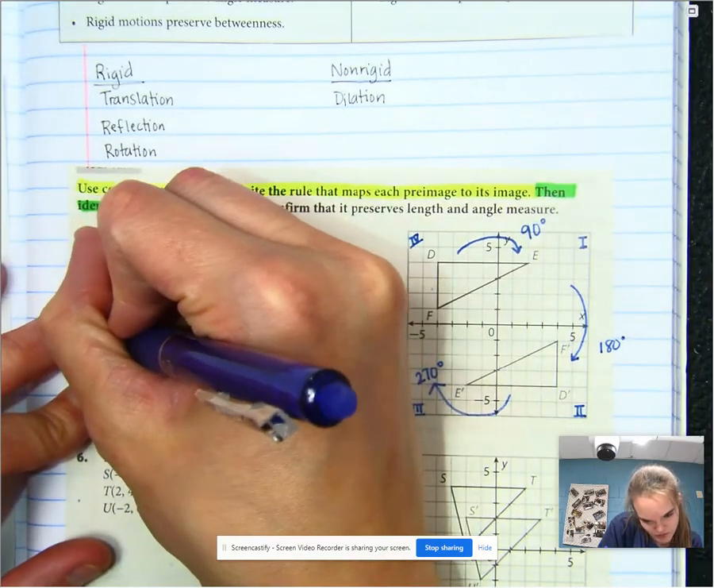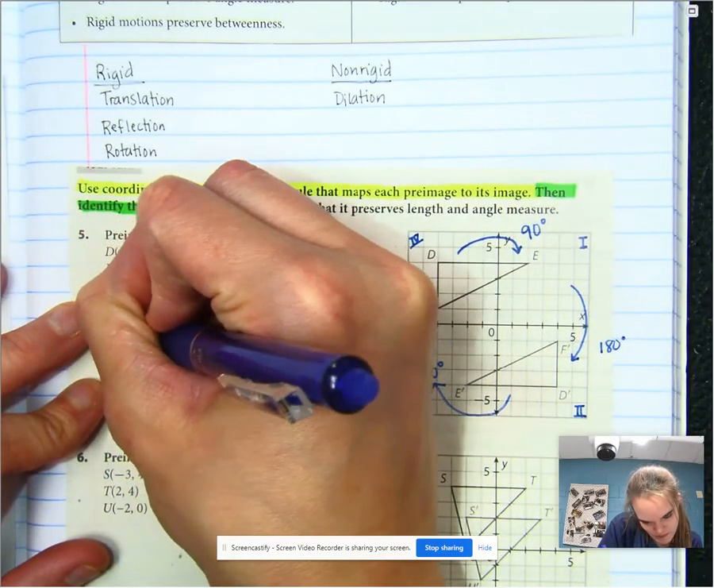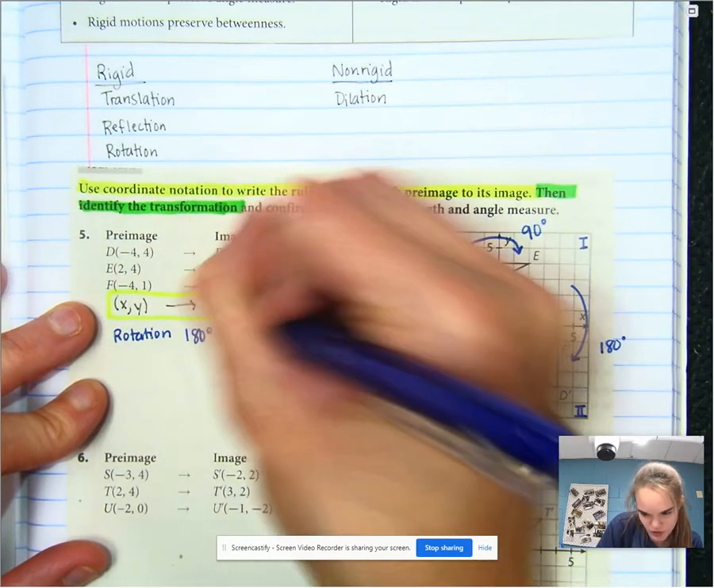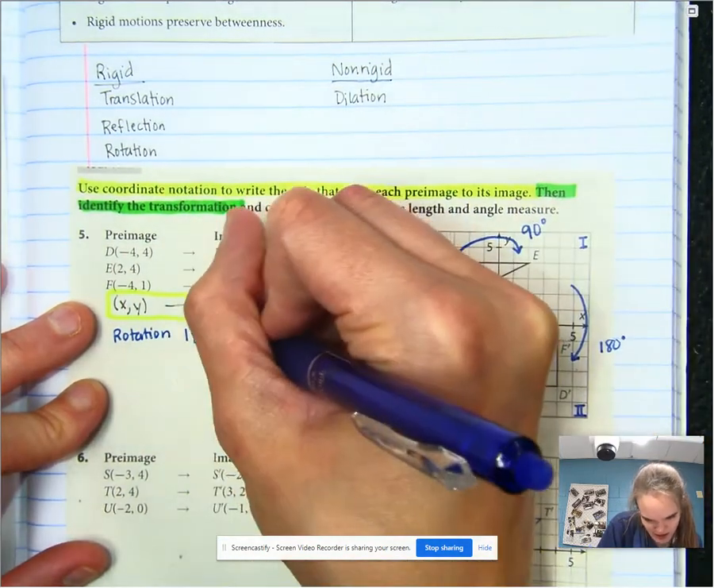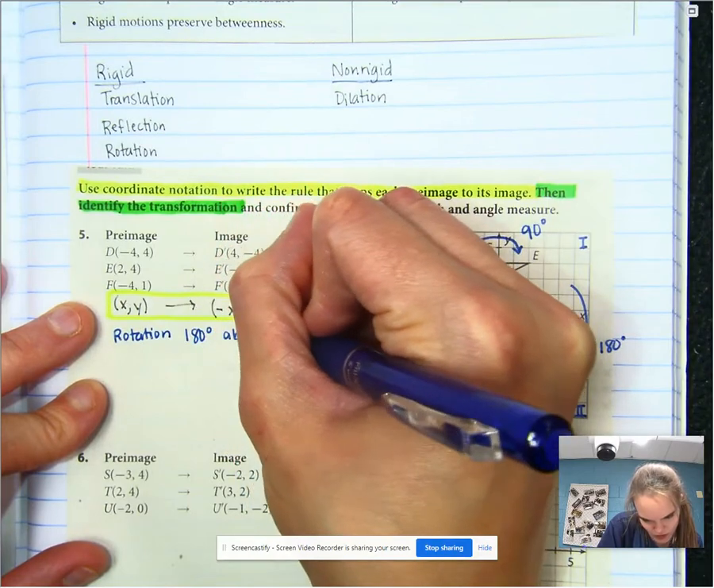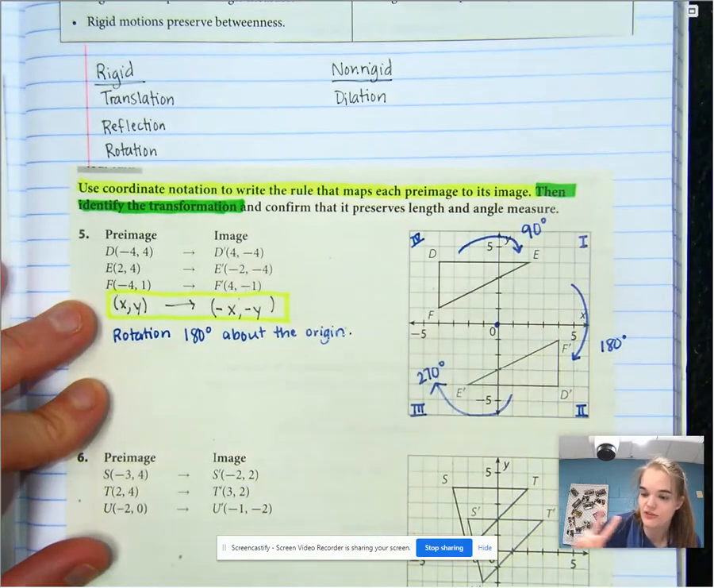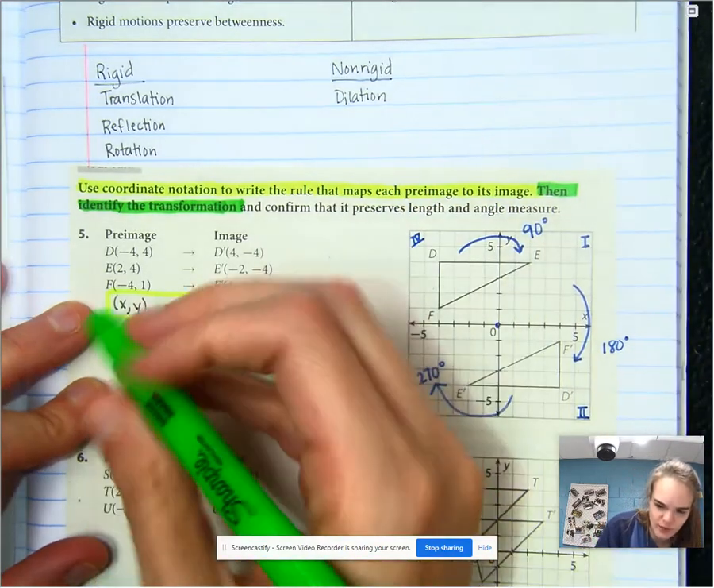A rotation, 180 degrees. I need to say about the origin. Remember, the origin is right here. About the origin. That is step 2. This green information right here.